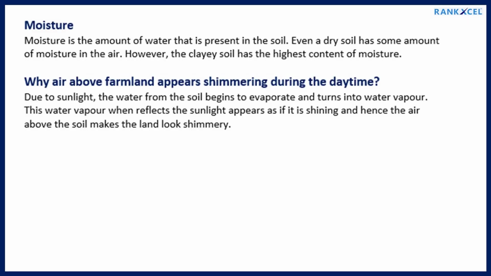Moisture. Moisture is the amount of water that is present in the soil. Even a dry soil has some amount of moisture in the air. However, the clayey soil has the highest content of moisture. Why does the air above farmland appear shimmering during the daytime? Due to sunlight, the water from the soil begins to evaporate and turns into water vapor. This water vapor, when it reflects the sunlight, appears as if it is shining, and hence the air above the soil makes the land look shimmery.